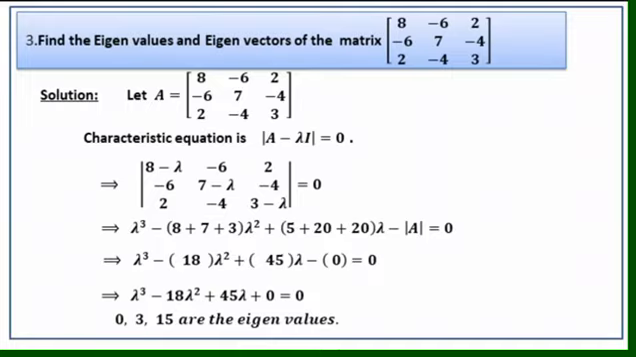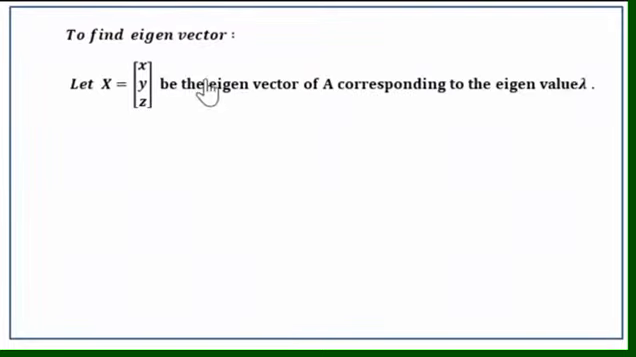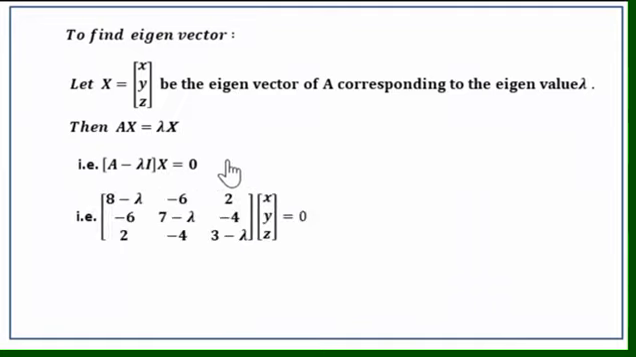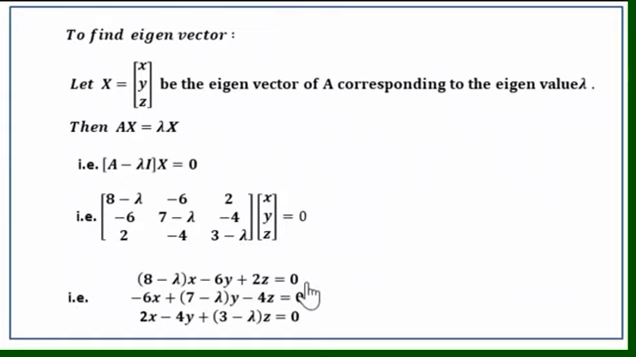Next, to find the eigenvectors, consider the column matrix x, y, z as the eigenvector. If it is an eigenvector, then we have Ax equal to lambda x, or it satisfies the equation A minus lambda I times x equal to 0. Substitute for A minus lambda I and x and multiply, we will get these three homogeneous equations. Then we substitute the three values of lambda and we get three eigenvectors corresponding to the three eigenvalues.